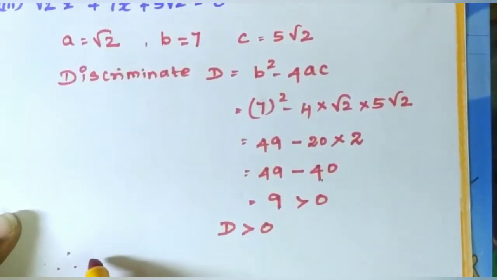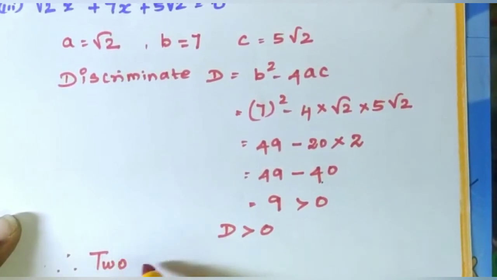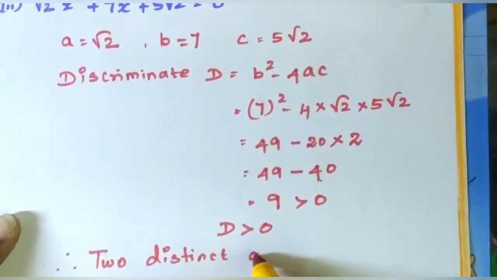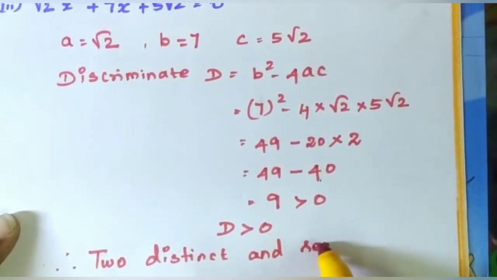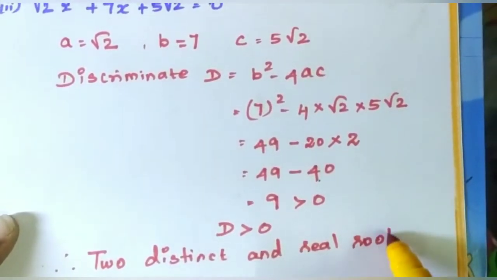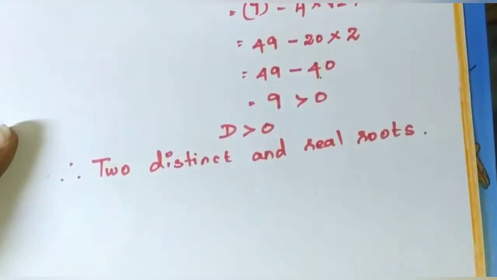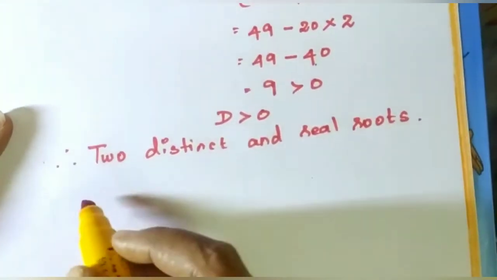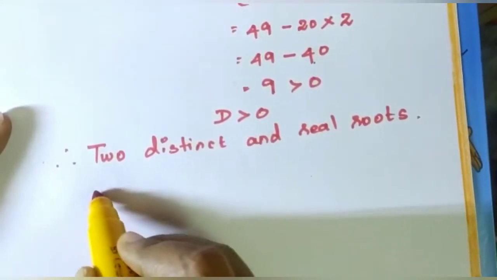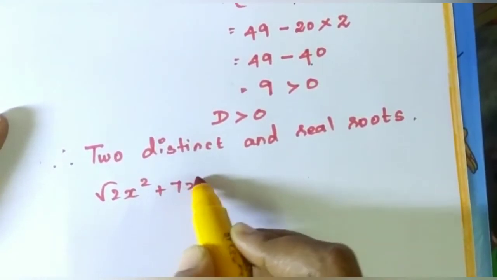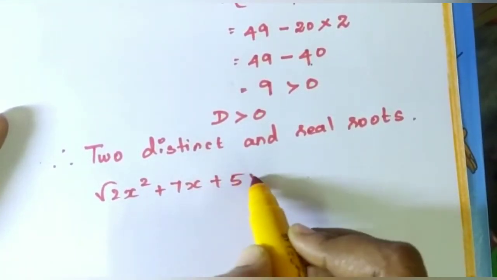Therefore, you will get two distinct and real roots. Shall we check whether we are getting two distinct and real roots? Okay. We have root in the question. So how are we going to factorize? Yes, this one also we can factorize easily.